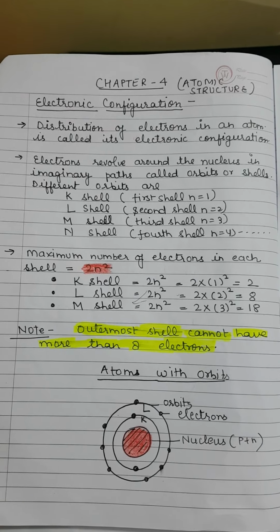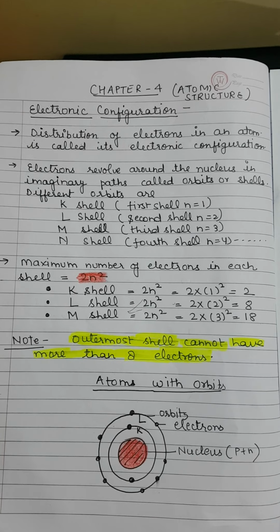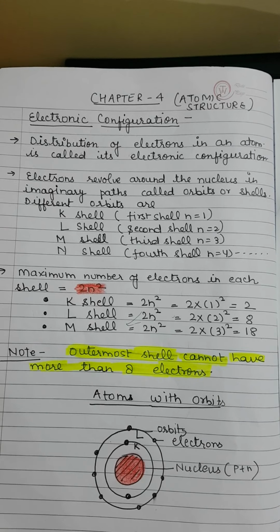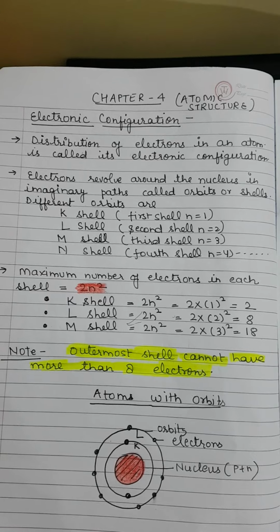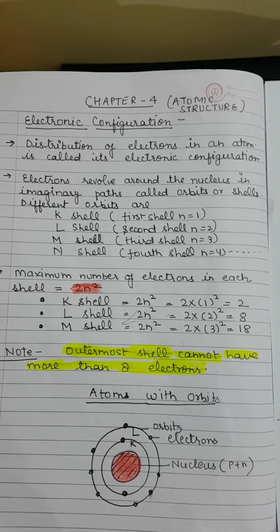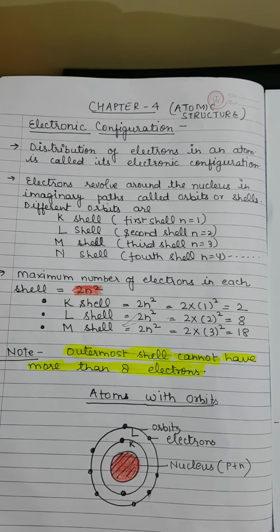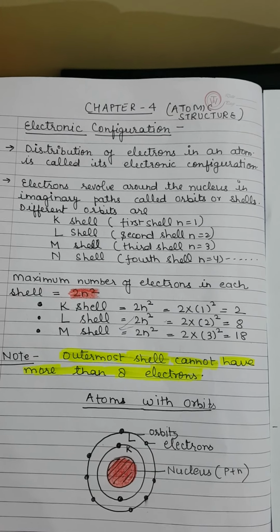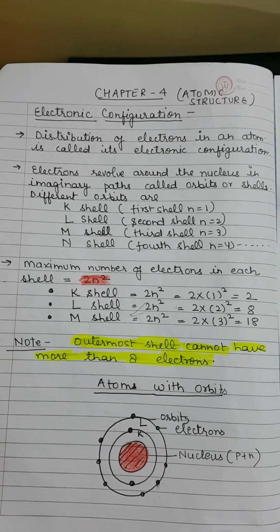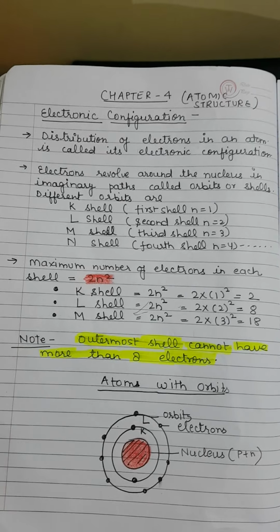The first shell or first orbit is called K, the second shell or second orbit is called L, third orbit M, fourth orbit N, like this. And n indicates the orbit number: for the first orbit, the value of n is equal to 1, second orbit n is equal to 2, third orbit n is equal to 3, fourth orbit n is equal to 4 and so on.